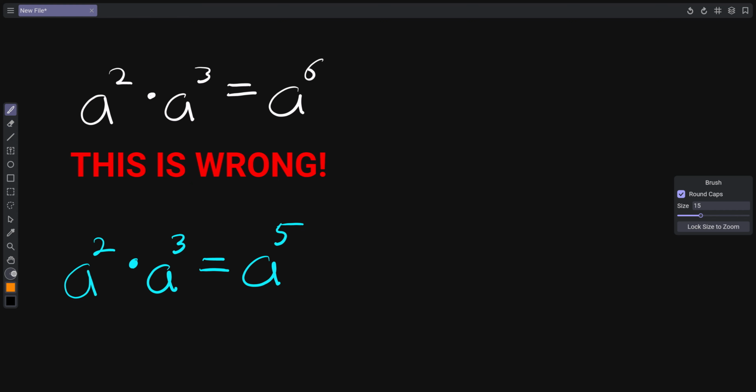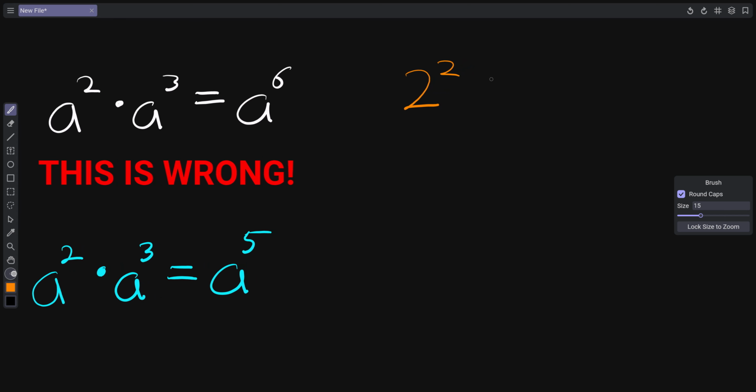So let's say a equaled 2, right? We could just use 2 as an example. So we would take 2 to the second power, and then we would also take 2 to the third power. And our claim is that this would equal 2 to the sixth power.